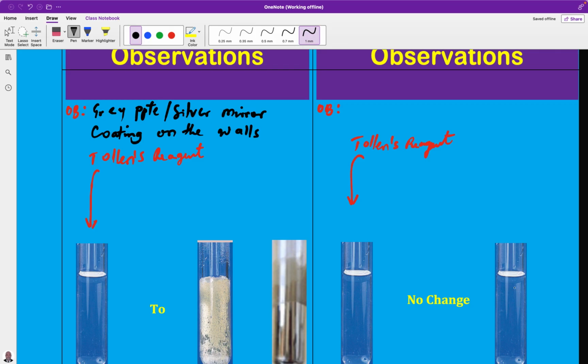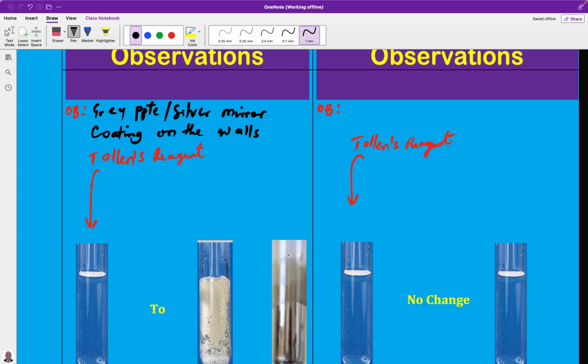There is no change. Why does the solution change to a gray precipitate or silver mirror? Why is there a formation of a silver mirror on the walls of the test tube in the case of aldehyde? Let me explain it to you.